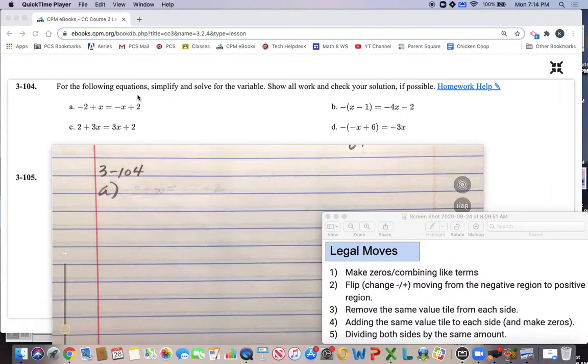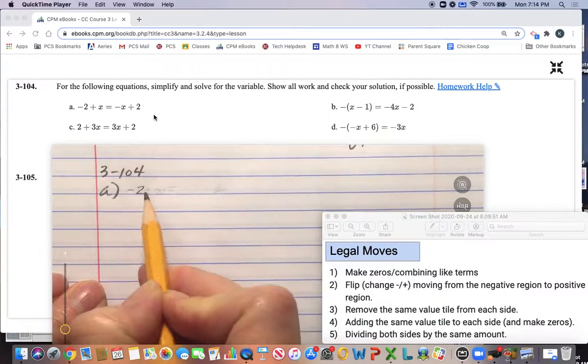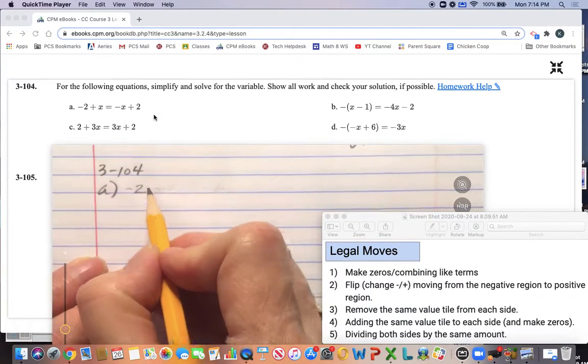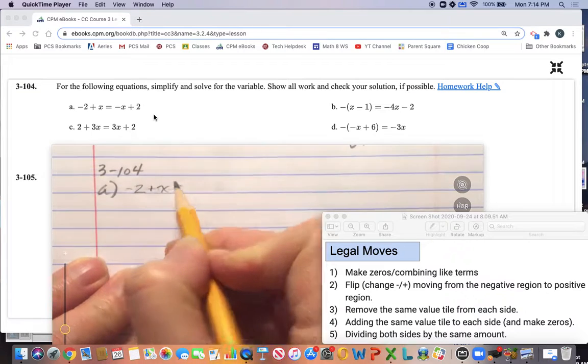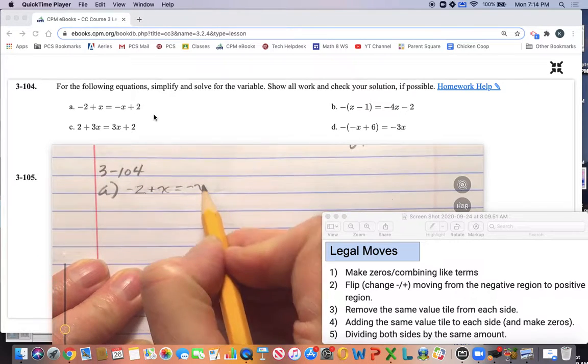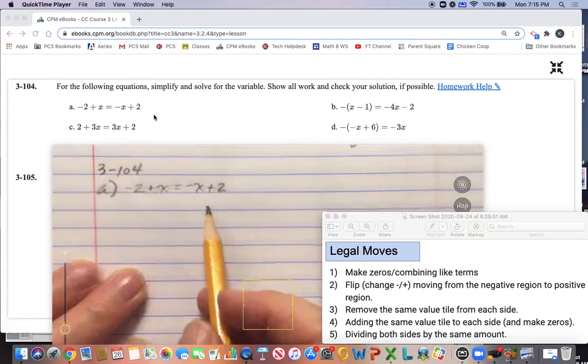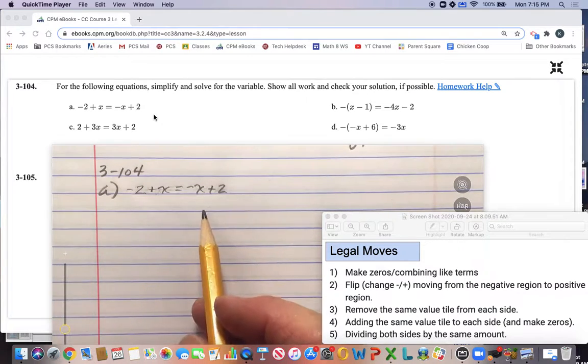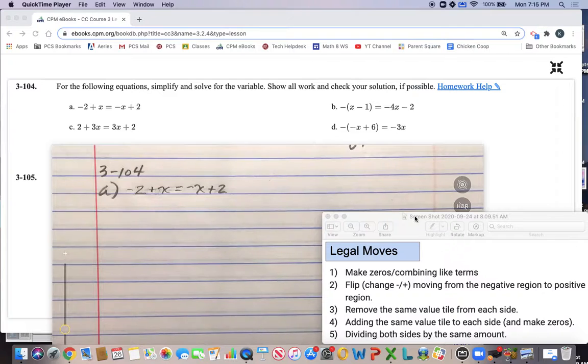3-104. For the following equation, simplify and solve for the variable. Show all work and check your solution if possible. All right, so let's start out with 1, or A, which is -2 plus x is equal to -x plus 2. All right, so we're looking at our legal moves here down below, and we don't need to combine like terms because it's pretty simplified already.